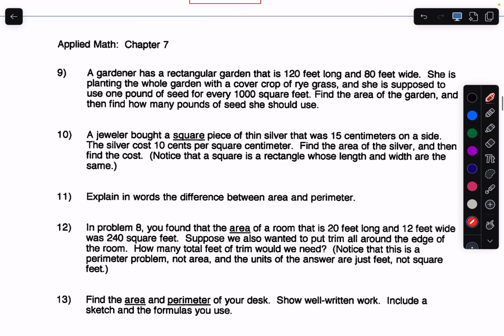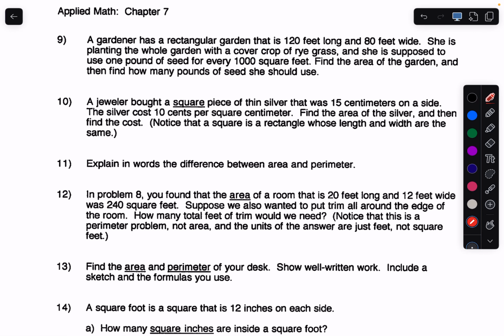Let's take a look at number 9. It says a gardener has a rectangular garden that is 120 feet by 80 feet. She is planting the whole garden with a cover crop of ryegrass, and she is supposed to use 1 pound of seed for every 1,000 square feet. First, find the area of the garden, and then find how many pounds of seed she would have to use. How many pounds of seed would she have to go buy? So first, find the area, then think about how many thousands were in that work, and then give that a shot, and then we'll talk about it.